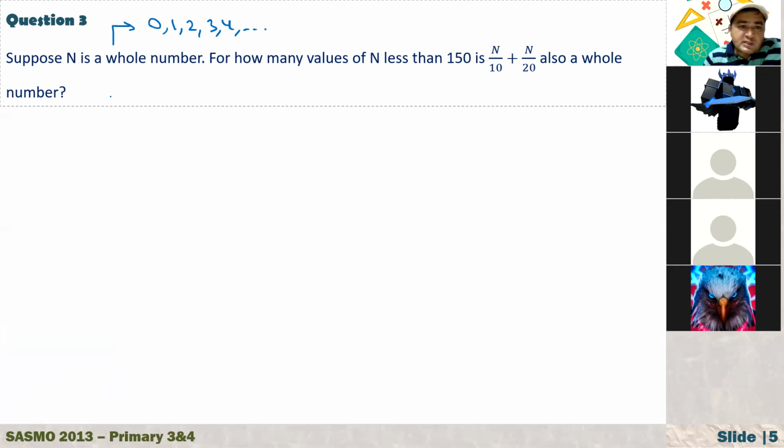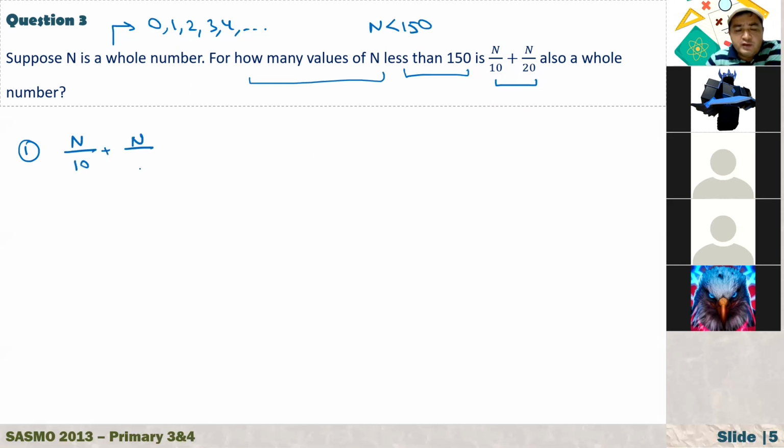In the question, suppose that n is a whole number. For how many values of n, less than 150? That means that our n is between 0 and 150. And this expression, an algebraic expression, is also a whole number. To check this one, first I need to simplify it and write it as a single fraction: n over 10 plus n over 20.